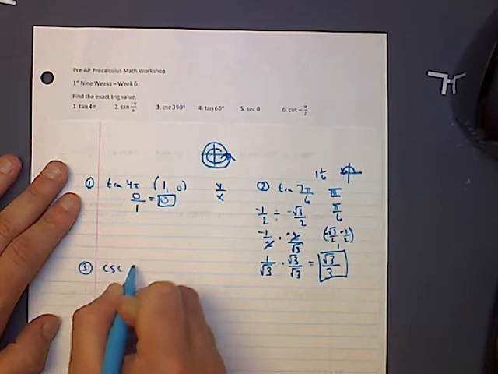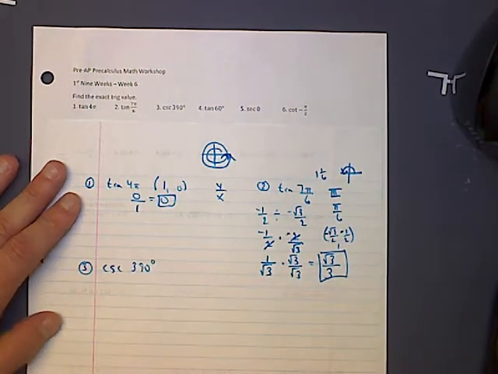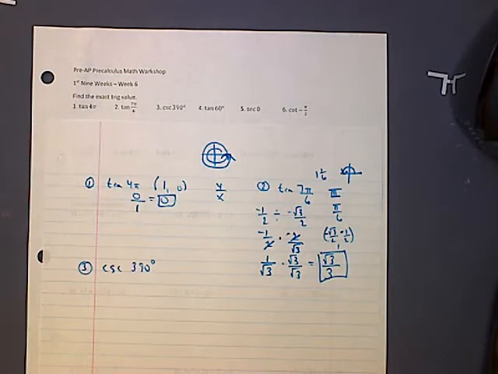Number 3, cosecant of 390 degrees. I want it to be an angle from 0 to 360. So think about it for a moment, what I would do to get an angle between 0 and 360.